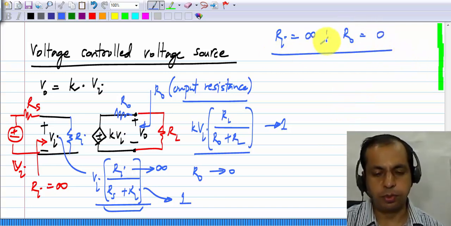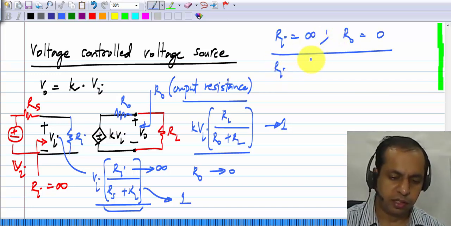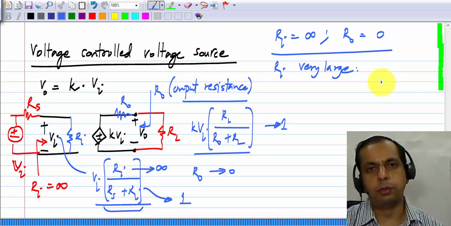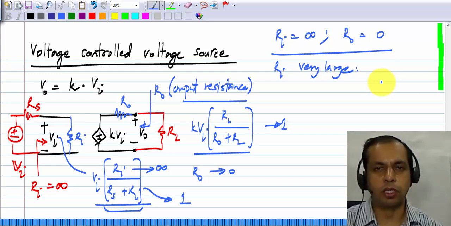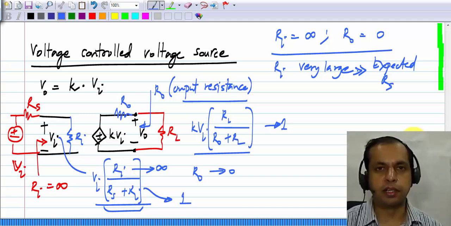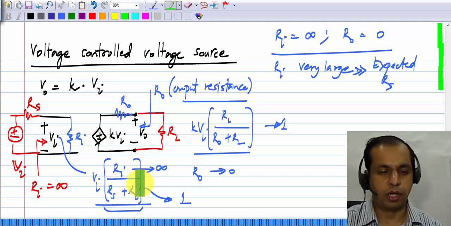In practice, we can't get an infinitely large input resistance. So Ri has to be very large. And when you have a quantity with dimensions like Ri, we have to say it is very large compared to what? And in this case, it should be much larger than the expected range of values of Rs. In that case, regardless of the value of Rs, this fraction here will be close to 1.